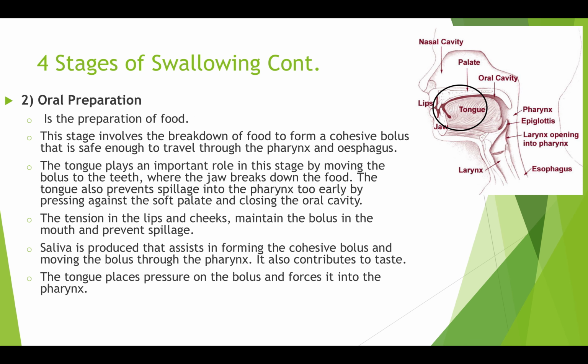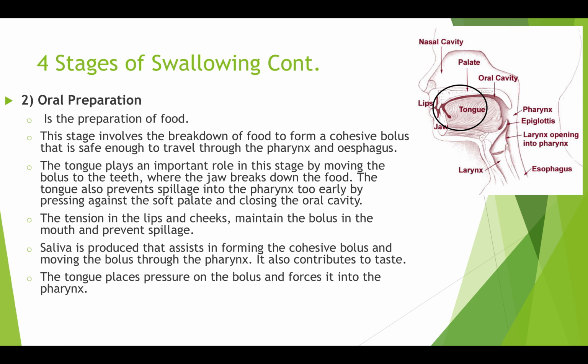Oral preparation stage. This involves the preparation of the food or liquid bolus in the oral cavity. The purpose of this stage is to break down food and form a cohesive bolus that is smooth enough to travel safely through the pharynx and esophagus. The tongue helps move food around the mouth, the jaw breaks down the food, and saliva helps to break down the food and moisten it.